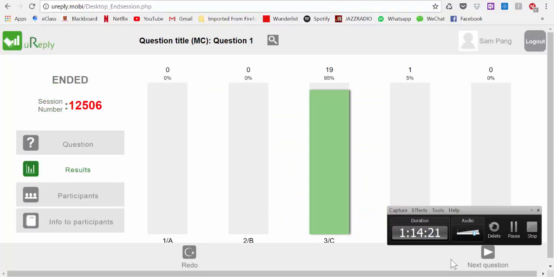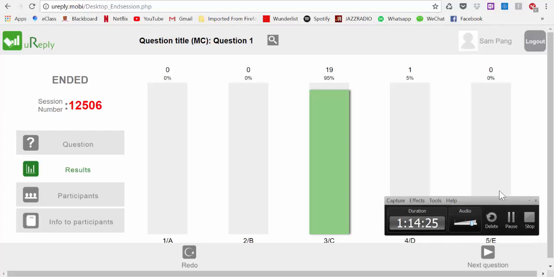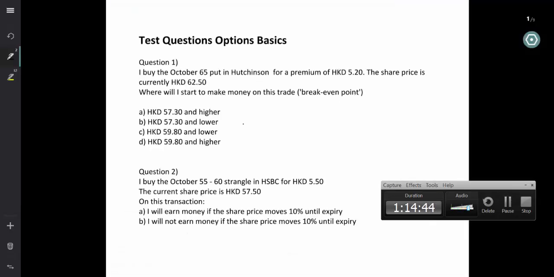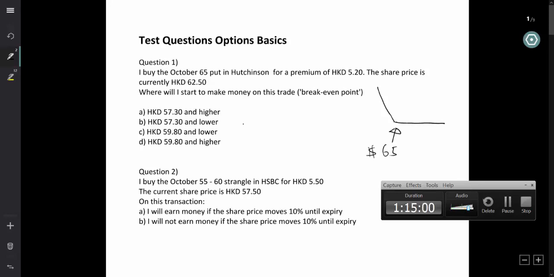Wow, everyone got this, hold on. Okay, now whoever picked D, don't worry about it, okay? I'm not even gonna find out who you are. The correct answer is C. Maybe you just had a fat finger. The reason is, you buy a put at 65, well, how do you draw the payoff? It's like this. At 65 is when you start making money, but you need to make a substantial amount. So it's really just asking where that point is.